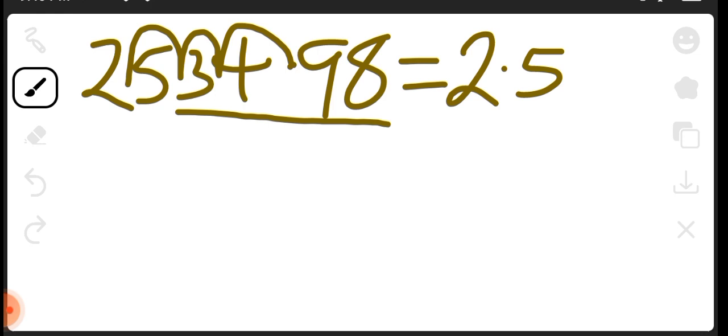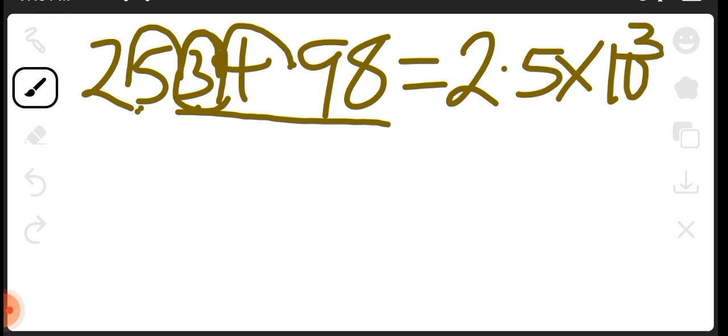Then you check. This 3 is not up to 5, so we cannot approximate this one to become 6. So you forget about this other side. Times 10 raised to power. Move it 3 times backward. 10 raised to power 3.